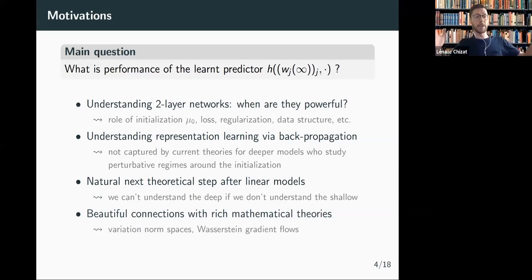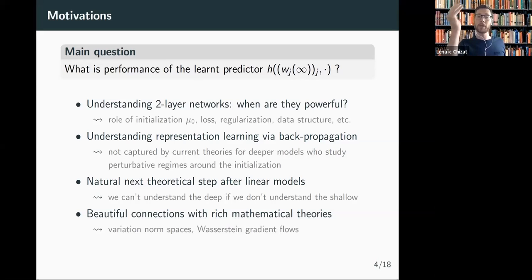Because in deeper neural networks, it's often said that they perform well because they are able to build a representation of the data, an adaptive representation of the data. But so far, all the theoretical analyses that we can make for these deeper models are often limited to a perturbative regime around the initialization.